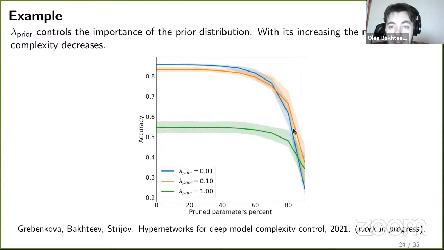There are three convolutional neural networks that were trained with different prior terms. If we have a rather small prior term, the blue one, for example, we can see that the model has a very high accuracy, but it's not very robust to some pruning procedure. On the x-axis, we can see the percent of parameters to be pruned from the convolutional neural networks. If the prior term is rather high, we can see that the model has a rather poor accuracy, but it's more robust.